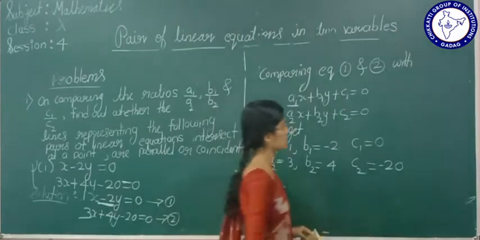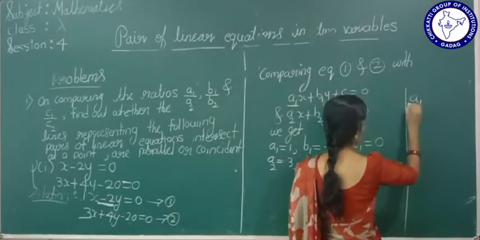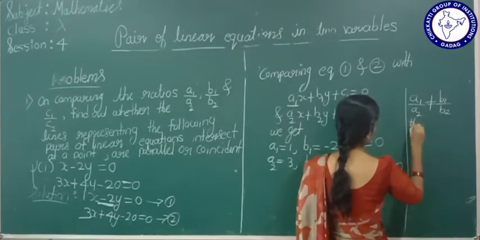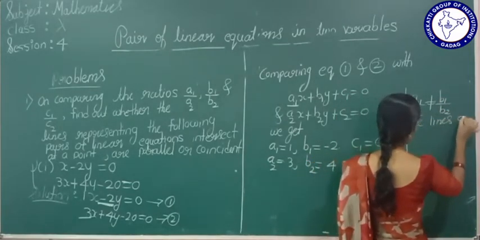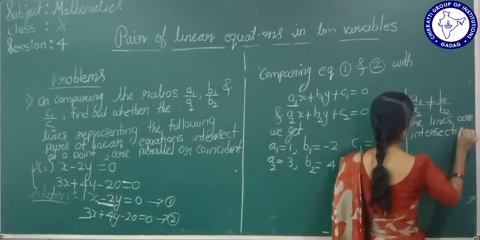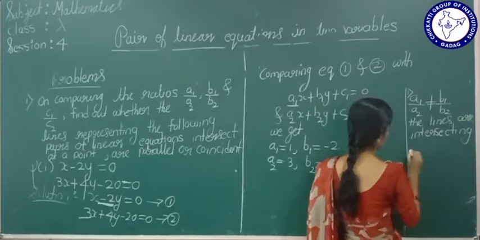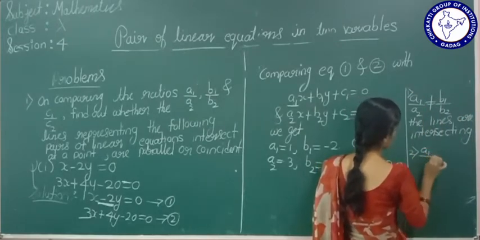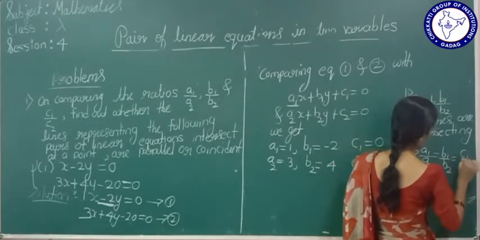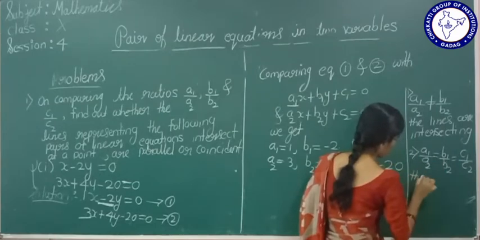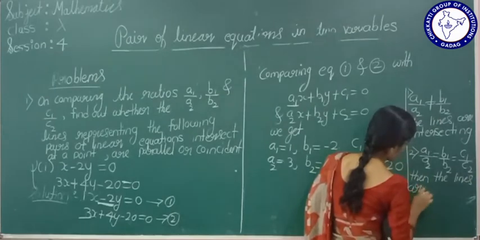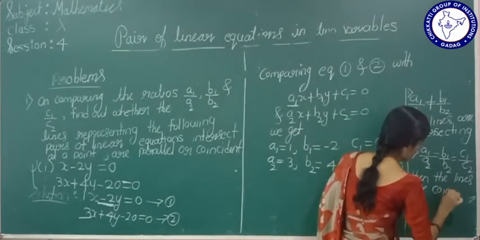Okay, I will write here in short. If a1 by a2 is not equal to b1 by b2, the lines are intersecting. If a1 by a2 is equal to b1 by b2 is equal to c1 by c2, then the lines are coincident.